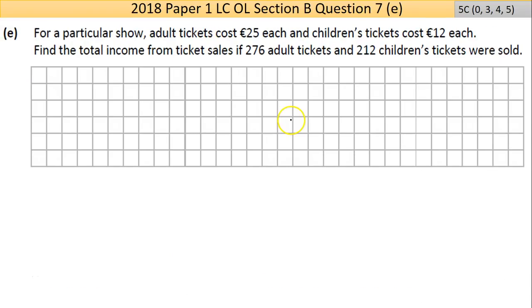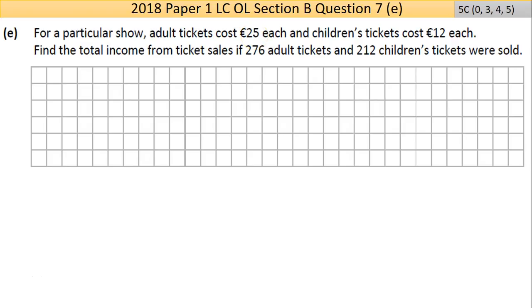Then that's part D. So part E here says, for a particular show, adult tickets cost 25 each, children's tickets cost 12 each. Find the total income from ticket sales if there was 276 adult tickets sold and 212 children tickets sold. Now this is lovely. Lovely question. So we should be able to get this.